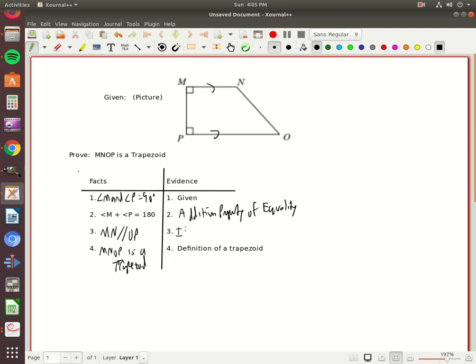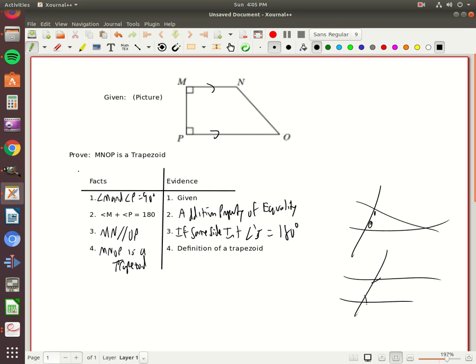So if same side interior angles equal 180 degrees, you guys might remember that from way back earlier in the year, but we said, hey, look, if these same side interior angles don't add up to 180 degrees, they're not parallel lines. But if they do add up to 180 degrees, then we have parallel lines. So if same side interior angles equal 180 degrees, we can say those lines are parallel.